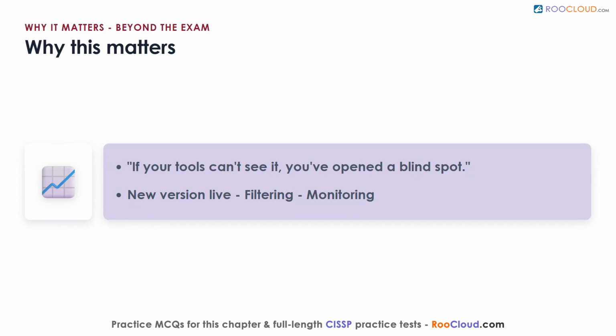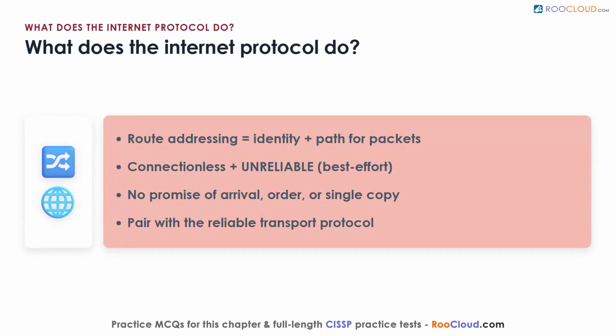Imagine your organization begins enabling the newer address version on production systems. If your security tools cannot see that traffic, you have just opened a blind spot. Knowing how addressing works and how the two versions coexist is what keeps that transition from becoming a gap an attacker walks through. So what does the Internet Protocol itself do?